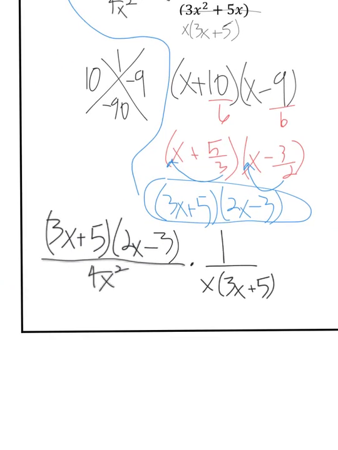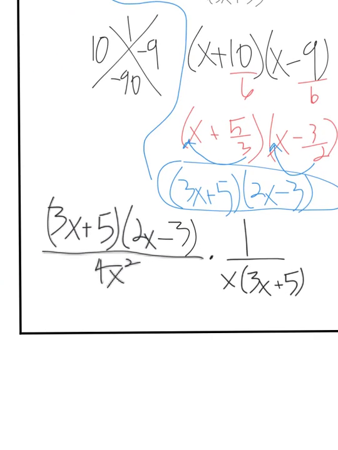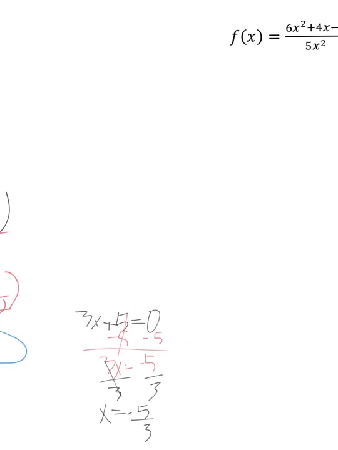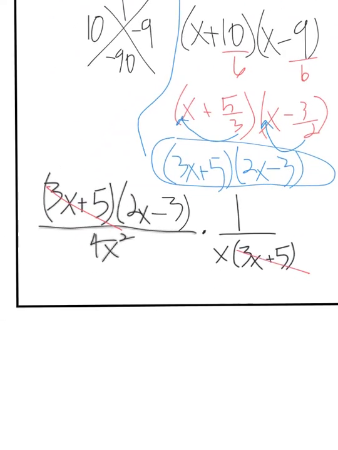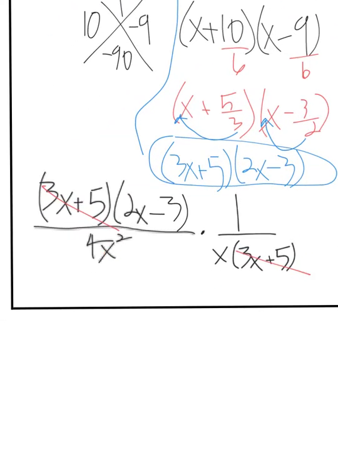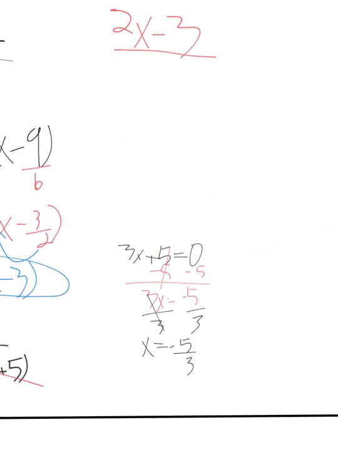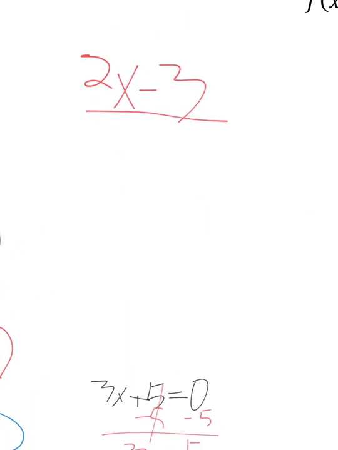And then, sorry, I'm just moving this thing all around. And then let's cancel out our like terms. So we have 3x plus 5 can cancel. 2x minus 3 isn't going to cancel with anything else. So it's going to look like this. It's going to say 2x minus 3 over, and then let's go back and look. We have 4x squared times x, so that's going to give us 4x to the third power. So I'm going to say 4x to the third power.